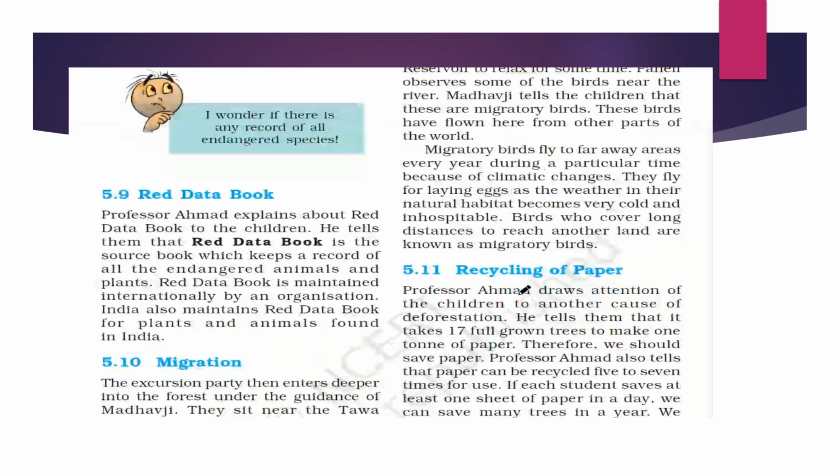Now, I wonder if there is any record of all these endangered species. Yes, what did Professor Emmett explain about the Red Data Book for children? He tells that the Red Data Book is the source book which keeps a record of all endangered animals and plants. So what is the Red Data Book? It is maintained internationally by an organization. India also maintains a Red Data Book for plants and animals which are found in India. So this is what the Red Data Book is about.